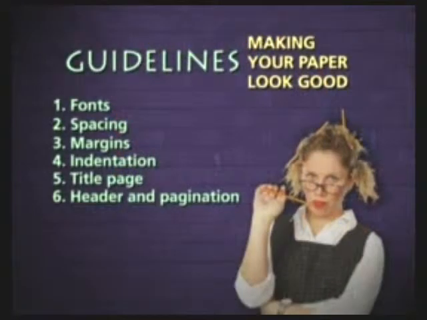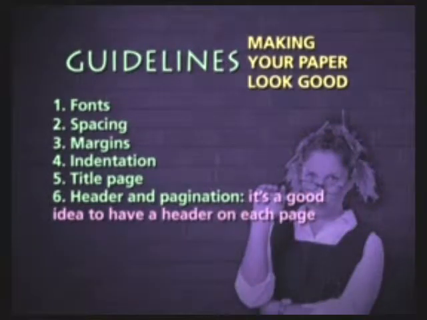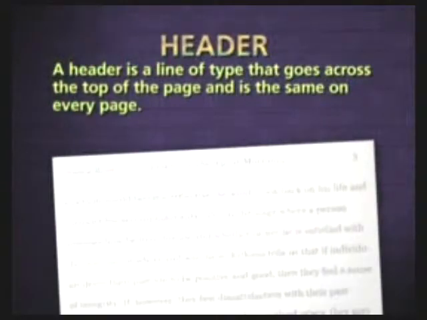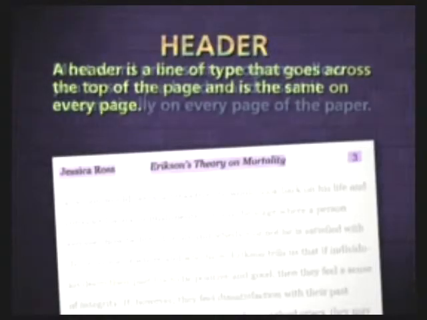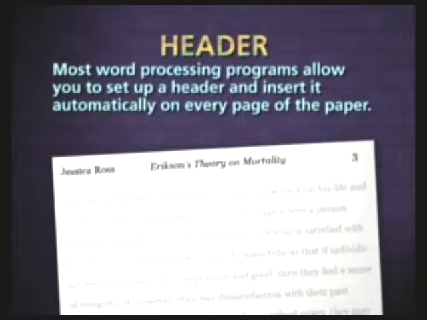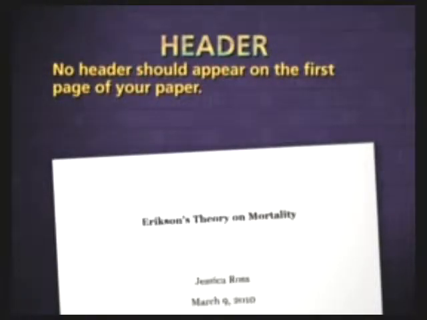What about header and pagination? What do these mean? Well, first of all, it's a good idea to have a header on each page. That is a line of type that goes across the page and is the same on every page. It should include your name and perhaps the title of your paper, or a shortened version if the entire title won't fit. And that same line, that same header line, can also include the folio or the page number at the right-hand end of the header. Most word processing programs allow you to set up a header and insert it automatically on every page of the paper, except, that is, for the first page. You shouldn't have the header there.